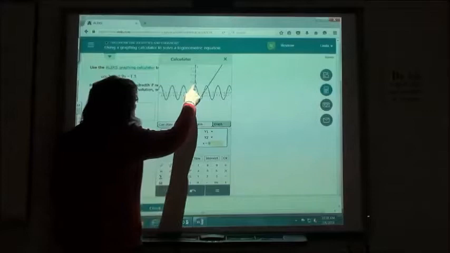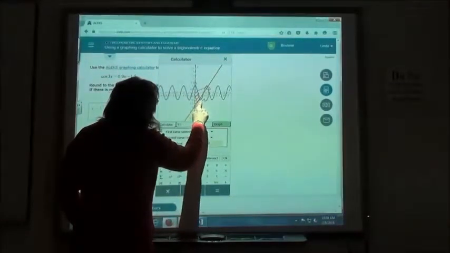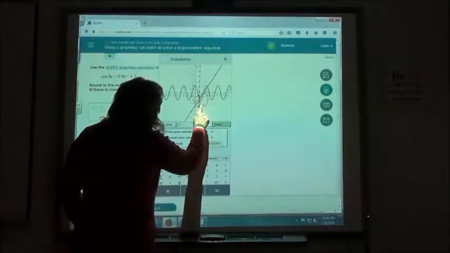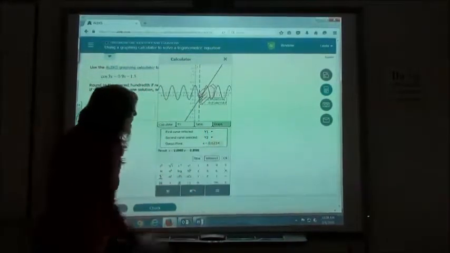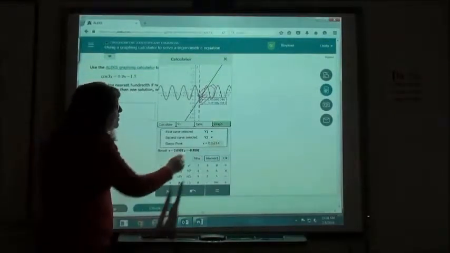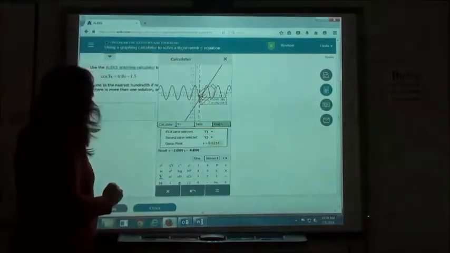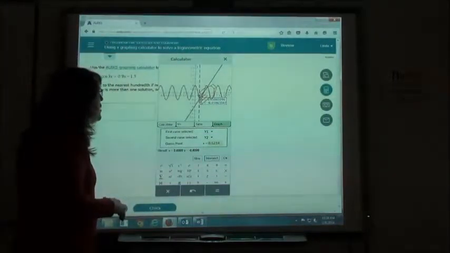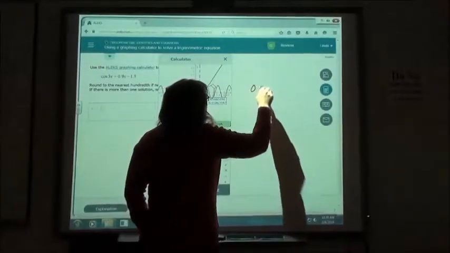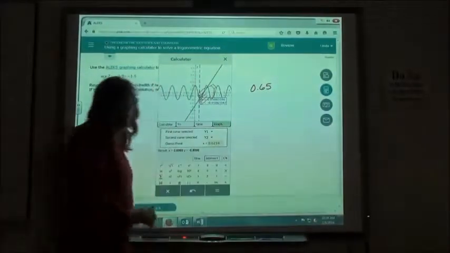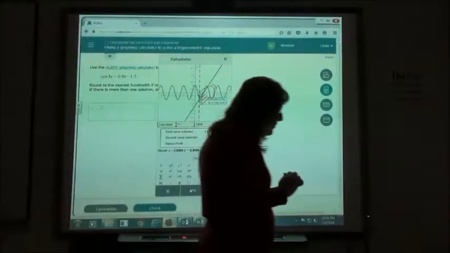And again, we're going to drag these arrows as close to the first intersection as we can. Doesn't have to be exactly on there, but close. Once we get it close, we're going to click on intersect, and then we're going to look for the x value. The x is at 0.650. We're rounding to the nearest hundredth, so we're just going to use 0.65. So 0.65 would be our first intersection, the first point that those two equations have in common.